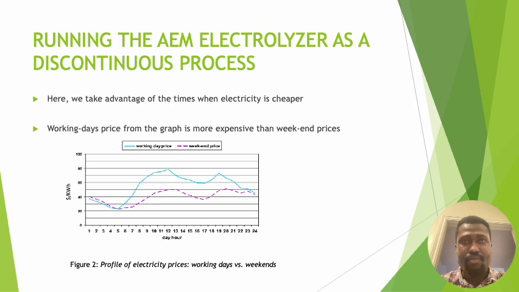Electricity, as we know, cannot be stored. It can be regarded as an inelastic commodity. So there are times when it's going to be expensive and when it's going to be cheaper. From the graph we see in this report, the working day price throughout the 24-hour time frame is more expensive than the weekend price.